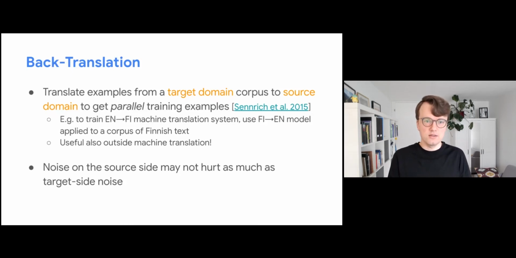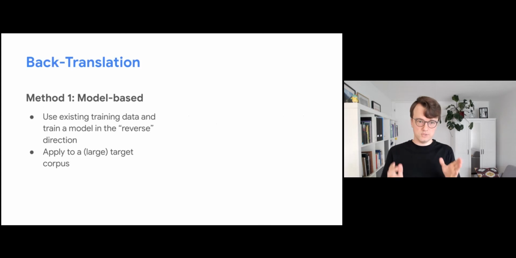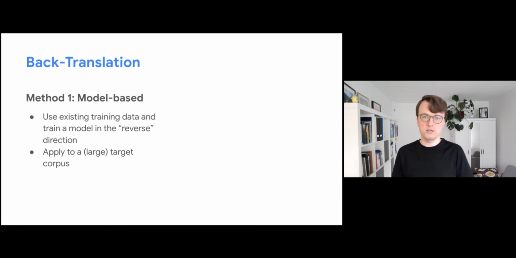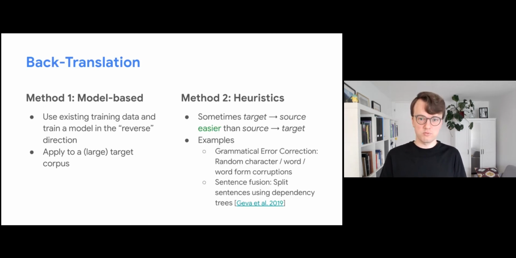And the concept of back translation, how it's usually understood, is that like I said, you have some existing parallel data, you train a model in the reverse direction, and then you apply it to some target side corpus. But now you can take this concept more broadly also, and interestingly, in some applications, going from the target side to the source side is actually much easier.